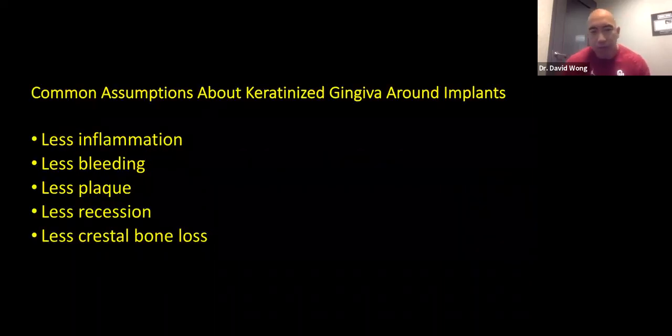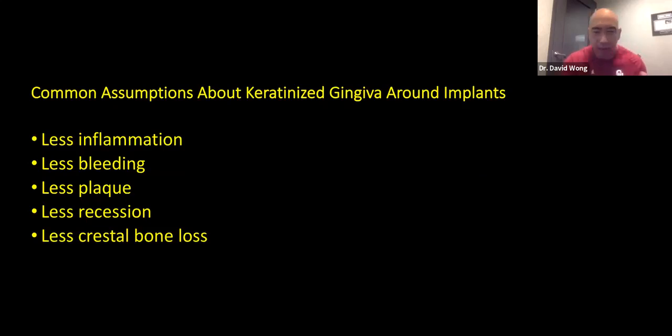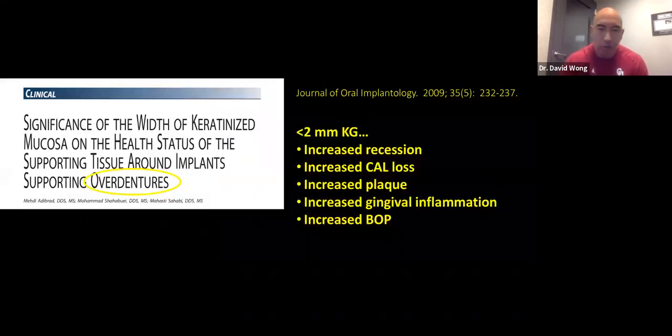So common assumptions that we have about keratinized tissue around implants is that you get less inflammation, less bleeding, less plaque, less recession, and less crestal bone loss. Is that true? Okay, so that's what we need to look at. So when we look at this paper about the keratinized tissue around overdenture abutments, what do we find? When we have less than 2 millimeters of keratinized gingiva, you do get an increased amount of recession, increased clinical attachment loss, and increased plaque formation, which subsequently leads to more bleeding and inflammation. So it's exactly what we would think when it comes to overdentures.